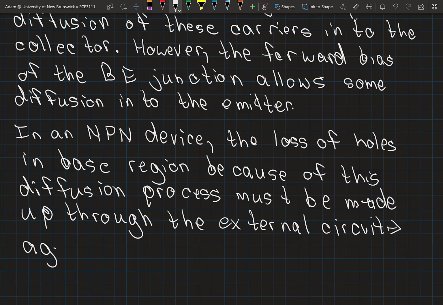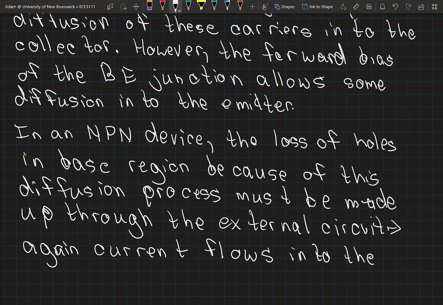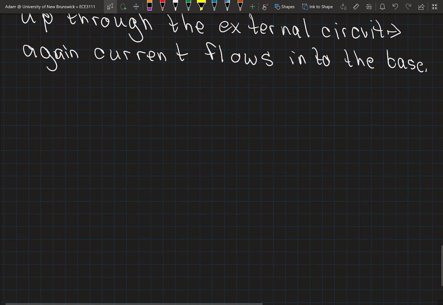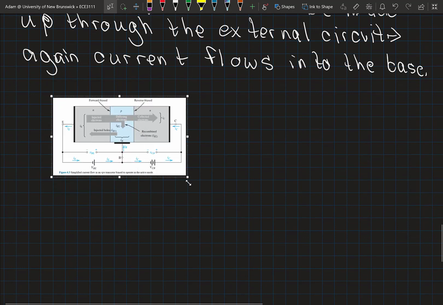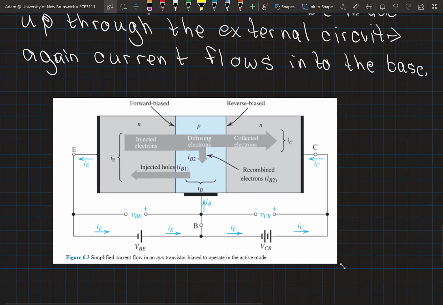Again here, this is why we have current flowing into the base. Another reason why we have current flowing into the base. This is represented in figure 6.3 of Sedra/Smith.